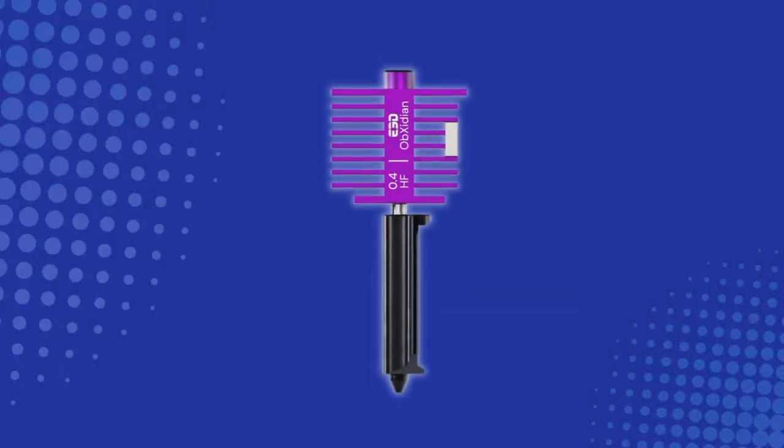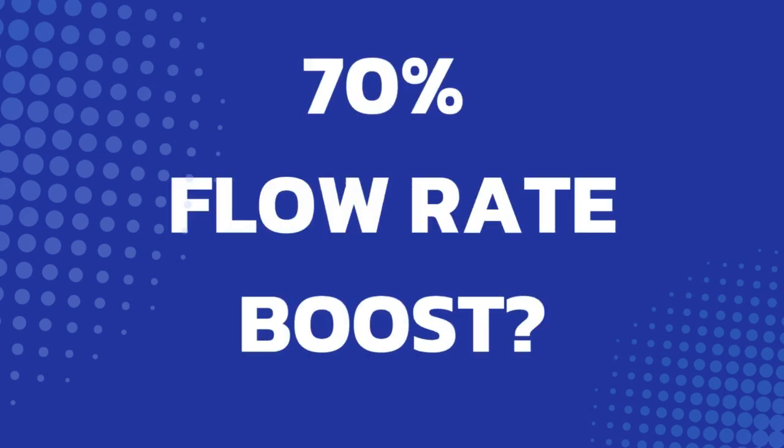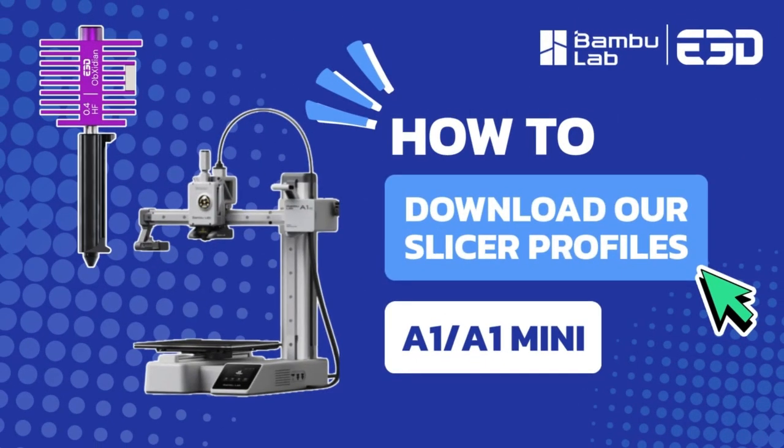If you've just purchased the high-flow obsidian hotend for your Bambu Lab A1 or A1 Mini, you may be wondering, how do I make the most out of the 70% flow rate boost I now have access to? In today's video, we'll cover just that. And don't worry, it's super simple.